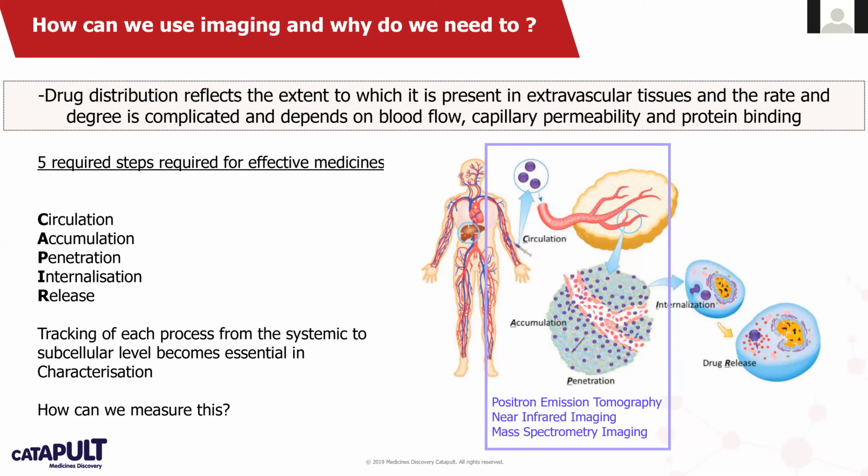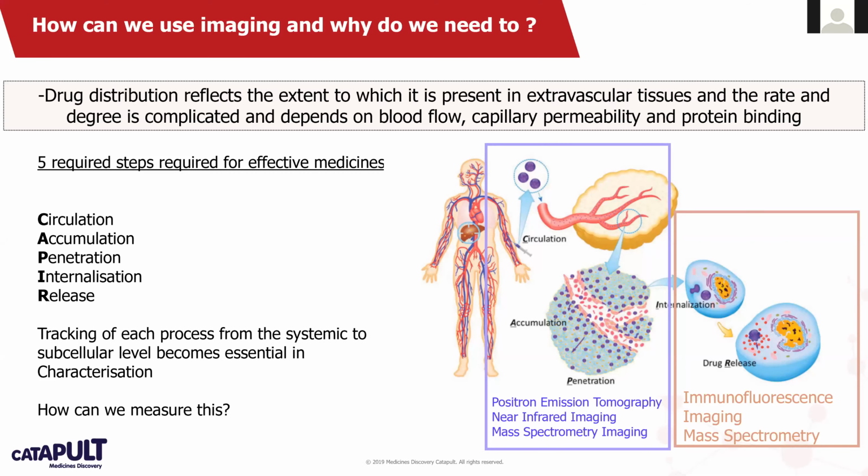When the compound is administered, it will circulate, accumulate, penetrate, become internalized, and be released. Tracking that process from the systemic level to the cellular level becomes essential in understanding and characterizing that therapeutic, and imaging offers many ways of being able to do this.